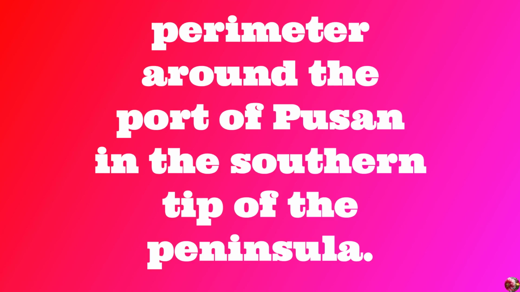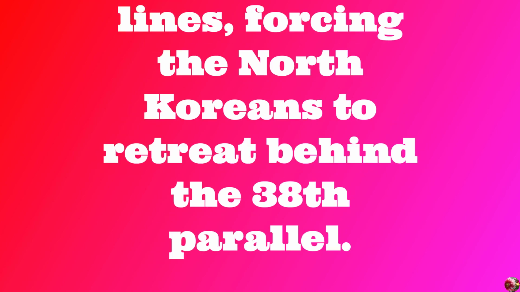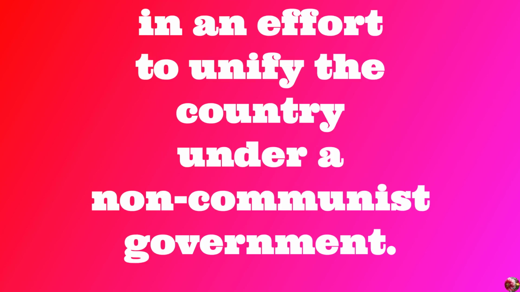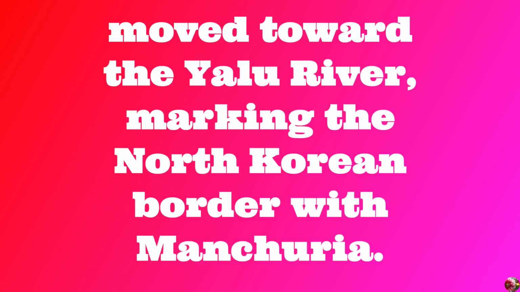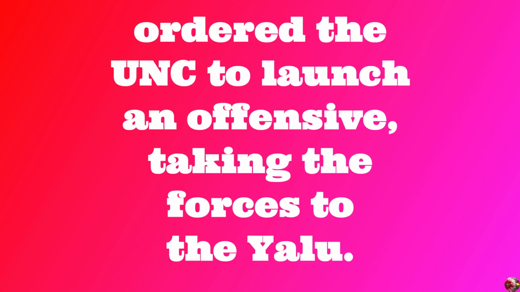The first several months of the war were characterized by armies advancing and retreating up and down the Korean peninsula. The initial North Korean attack drove United Nations command forces to a narrow perimeter around the port of Pusan in the southern tip of the peninsula. After the front stabilized at the Pusan perimeter, General MacArthur surprised the North Koreans in September 1950 with an amphibious landing at Incheon behind North Korean lines, forcing the North Koreans to retreat behind the 38th parallel.